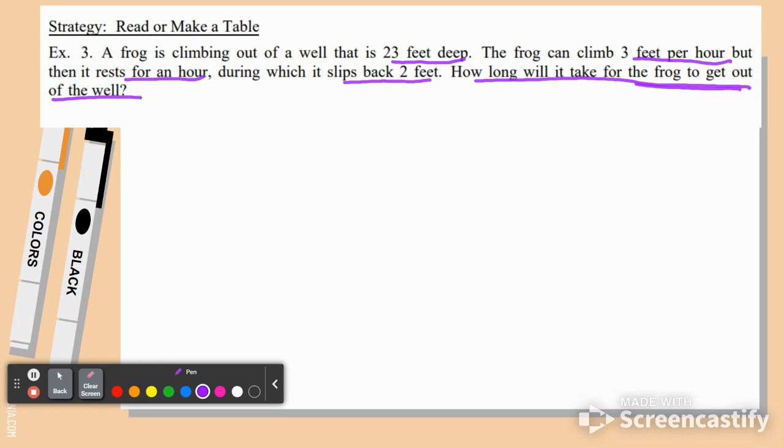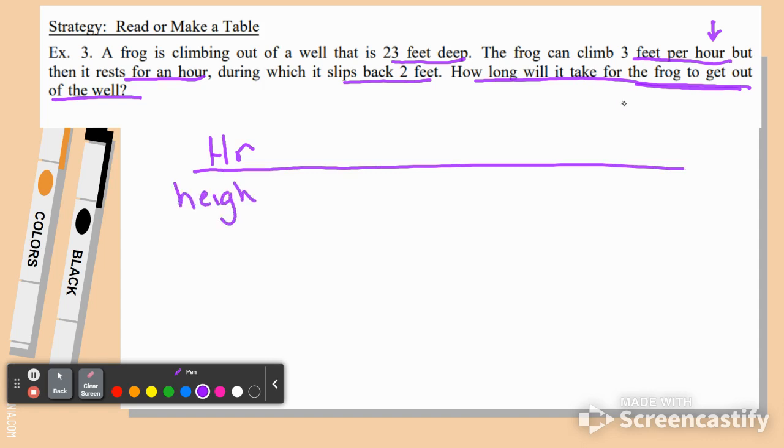Okay, so first things first, what is it asking me to find? I'm trying to figure out how long it will take. So I'm looking for the time, and the time here is being written in hours. So my answer is going to be something written in hours. Okay, now how am I going to get there? I'm a very visual person, and that's why tables and graphs are awesome. So I'm going to make a table, and I'm going to show the relationship between the number of hours and the height. And our height was in feet.